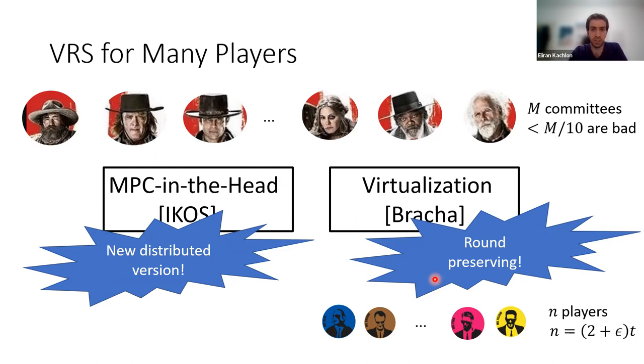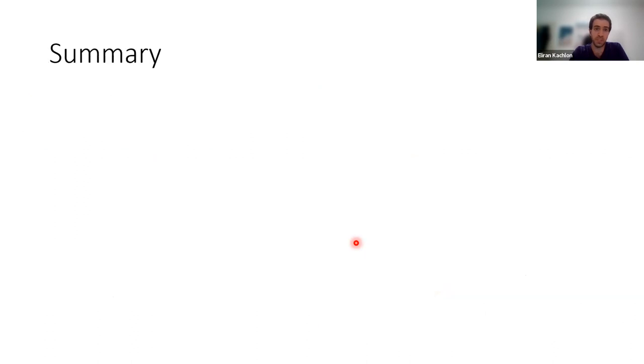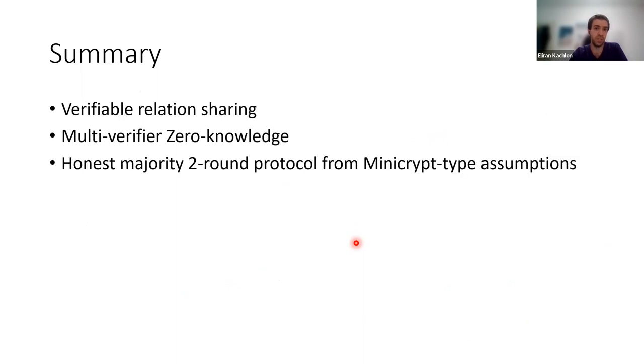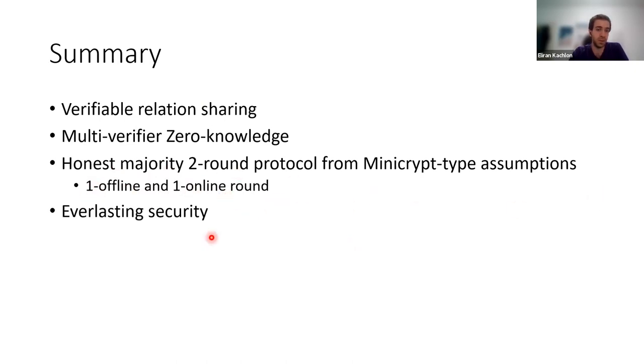And this is not trivial because usually virtualization incurs a large overhead in the round complexity. So let me summarize. We've seen verifiable relation sharing in the multi-verifier zero knowledge. We said that if we have an honest majority, then there exists a two-round protocol for mini-crypt type assumptions, even with this nice feature of offline online round. We've discussed everlasting security that we can get from statistically hiding commitments.